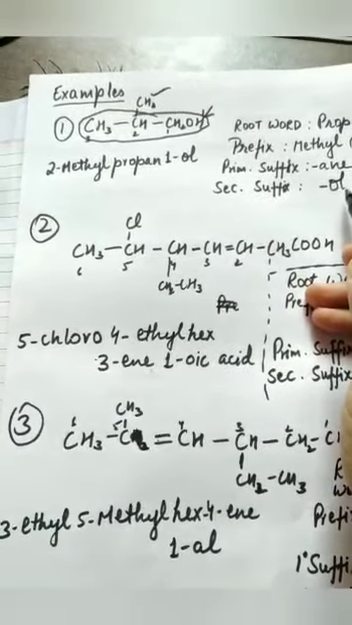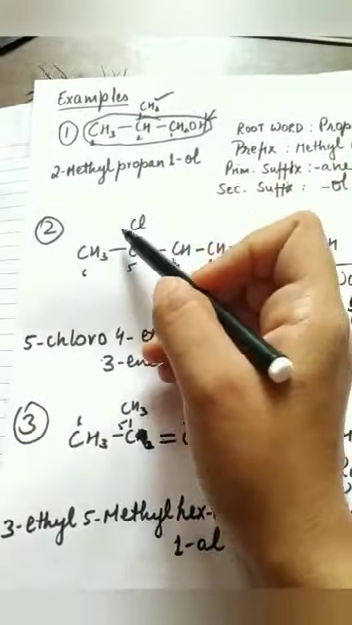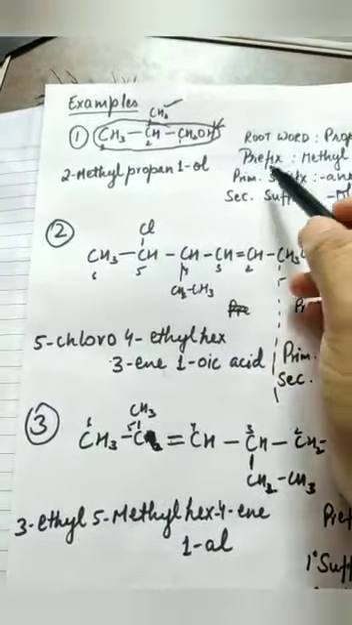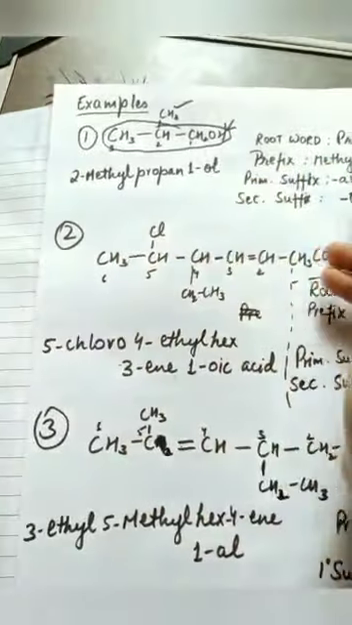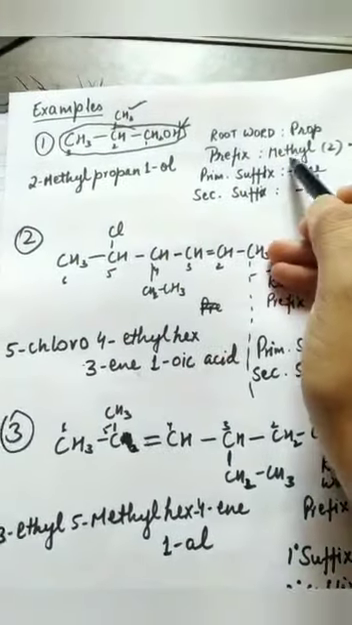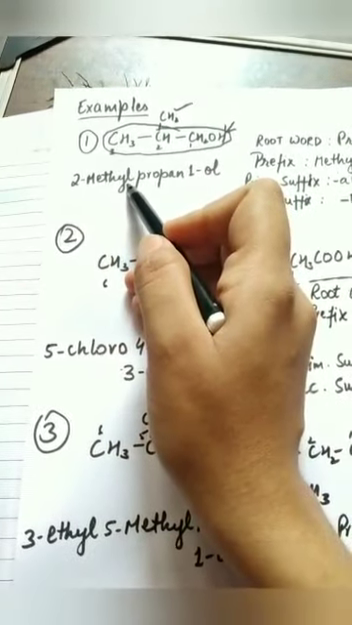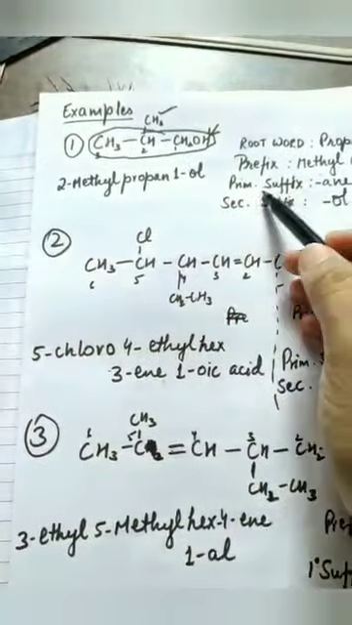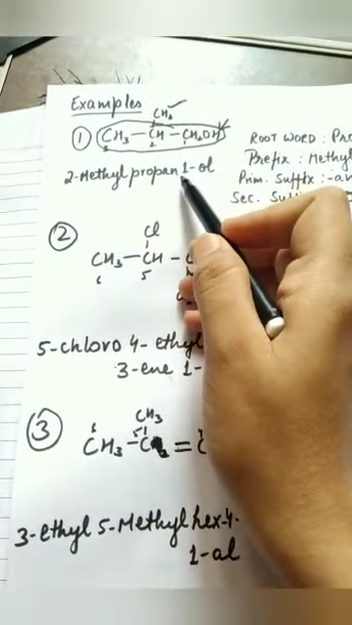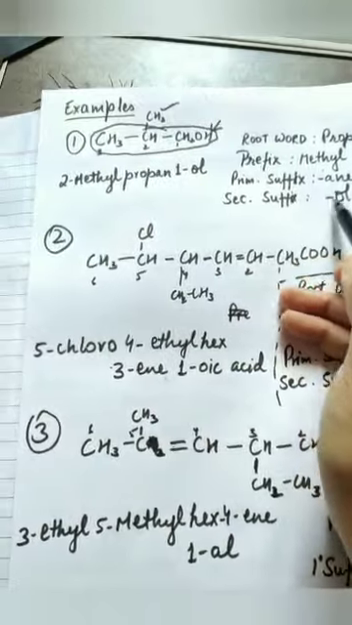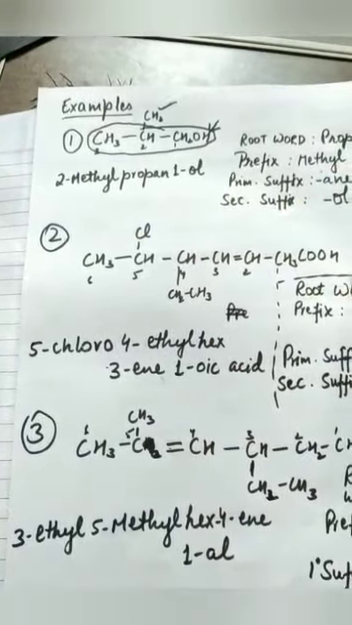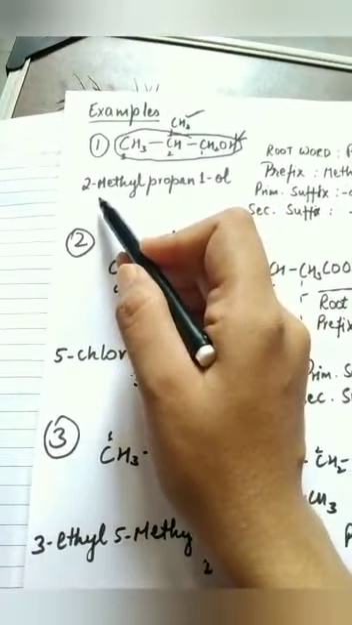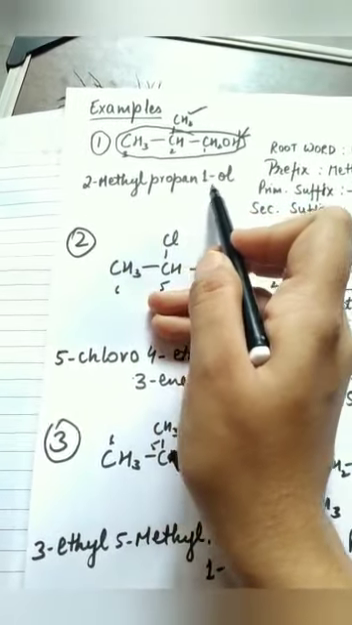Now what is the formula I have told you? First we will write prefix, then root word, then primary suffix and secondary suffix. Now first is prefix. What is prefix? Prefix is this. 2-methyl, then root word prop, then primary suffix ane, propane, then secondary suffix ol. What is the position of functional group? 1. So propan-1-ol. So it will be 2-methylpropan-1-ol.